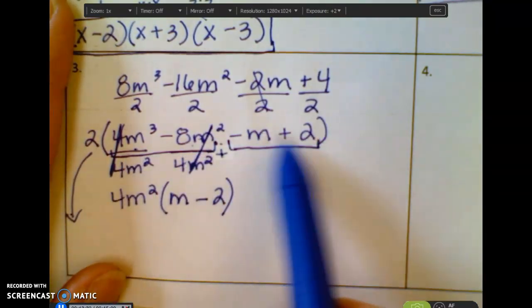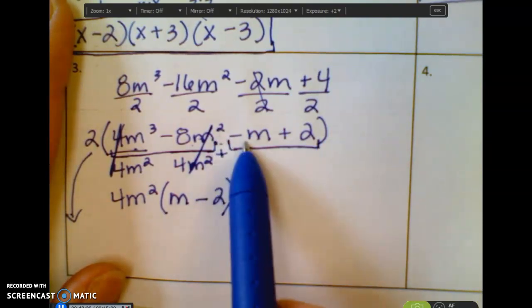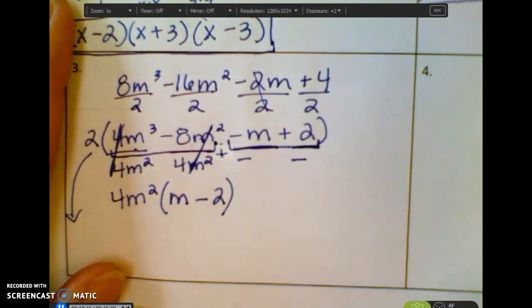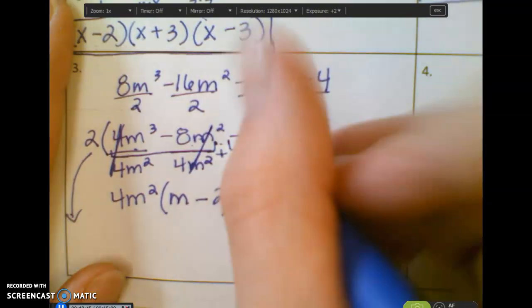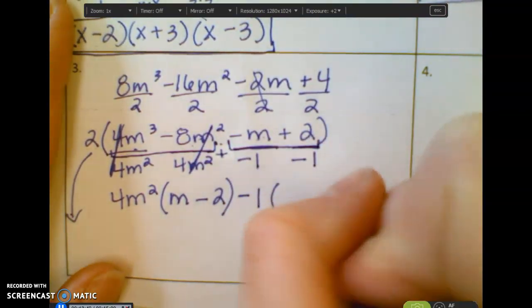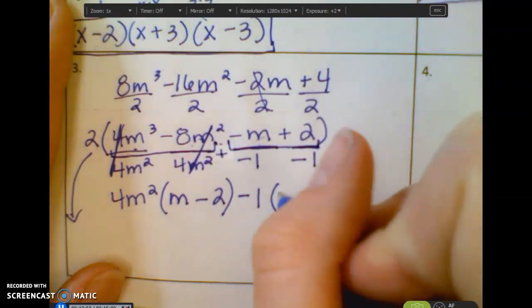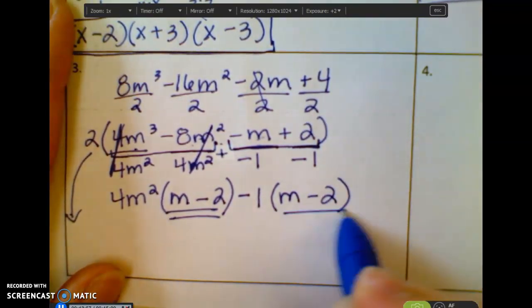Now we grouped these two terms together. What do we notice about the leading coefficient? It is negative, so we have to bring out a negative for our GCF. Well, is there anything else that we can bring out of m and 2? No. So that means our GCF is just negative 1. So bring down the GCF, and then when I divide them both by negative 1, what am I left with? M minus 2. So make sure your parentheses match.